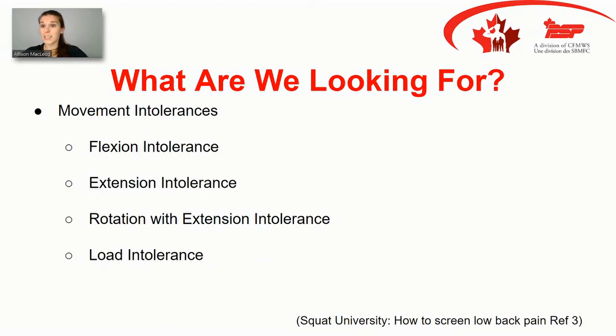Okay, so when we're doing an assessment of someone with lower back pain, what are we looking for? We look for movement intolerances. So we ask people to flex their spine, extend their spine, sometimes rotate, and sometimes add load. And we're looking for what motion, posture, or load results in pain. Because from there, we can deduce where the injury may be, but also what we need to strengthen to reduce the pain.